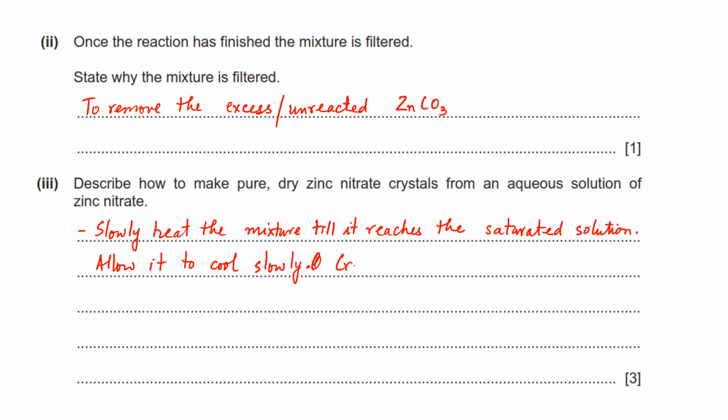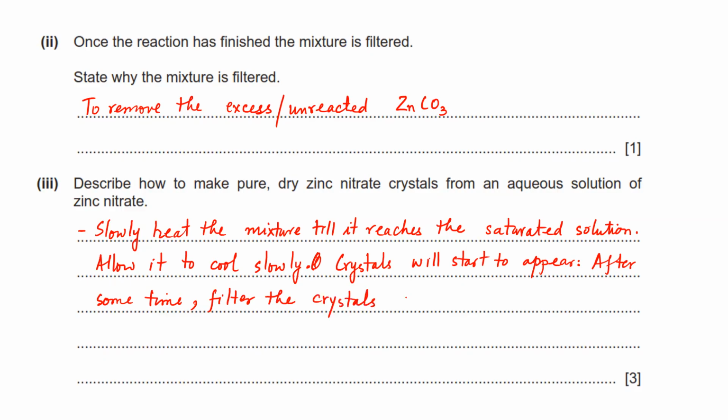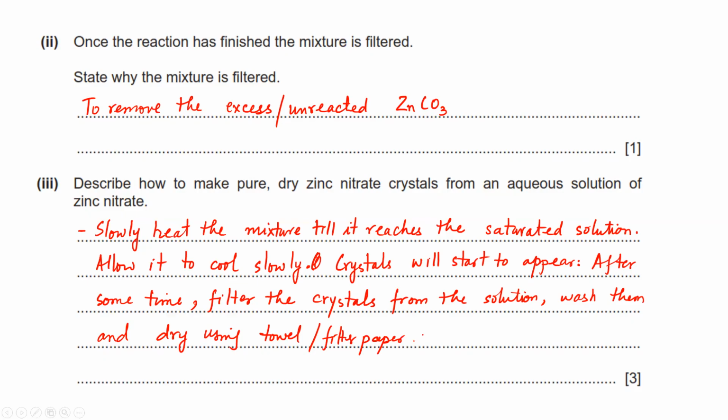Then you can see crystals will start to appear after some time. Sorry for the spellings. After some time, filter the crystals from the solution, wash them, and dry using a towel or filter paper. Okay, so this is how you get pure, dried zinc nitrate crystals from an aqueous solution of zinc nitrate.